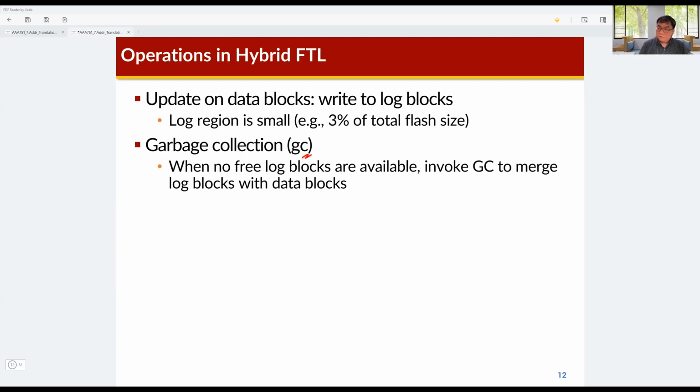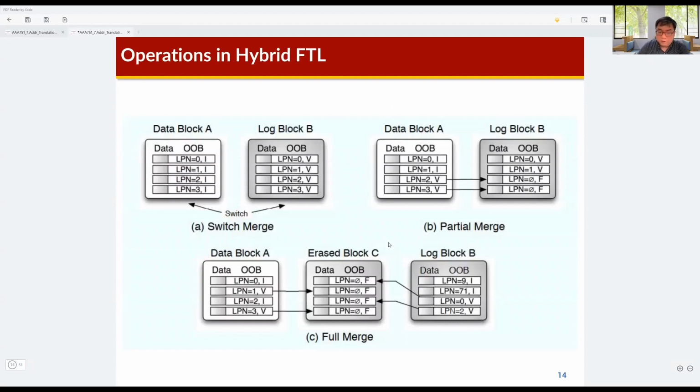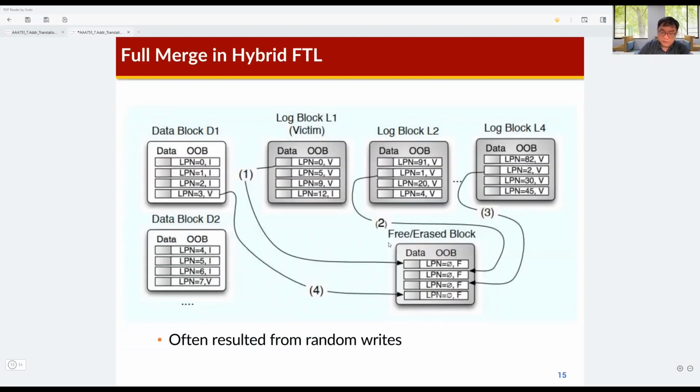Garbage collection can be applied if a certain data block has many invalid blocks, but for the hybrid FTL, this garbage collection is applied when the merge operation is required. Okay. So that is the issue. Those are issues in hybrid FTL. So we learned about the switch merge, partial merge, and full merge. And we learned that the performance overhead of full merge is very heavy, very high. So you need to avoid this case in the hybrid FTL.